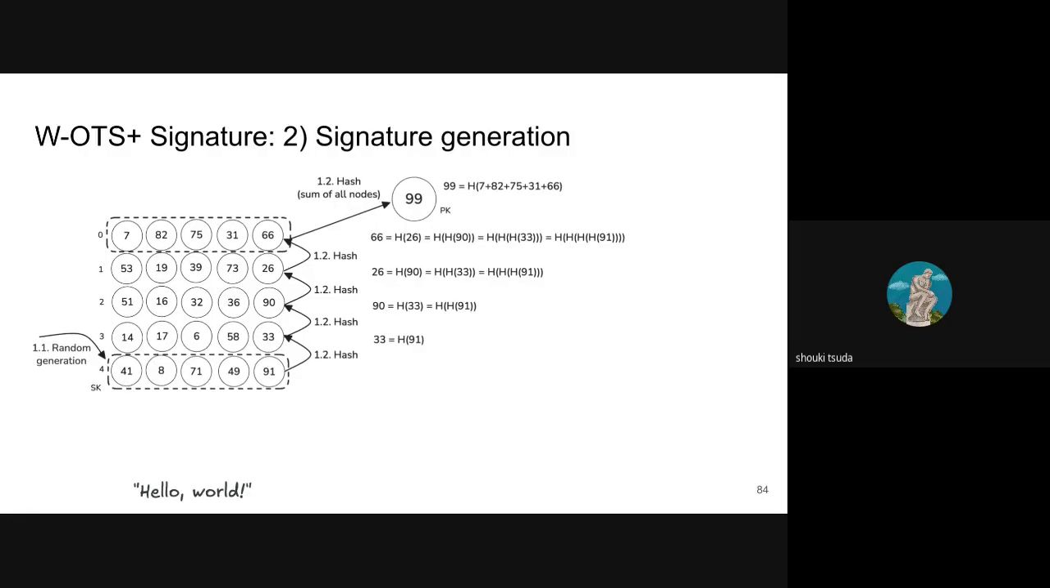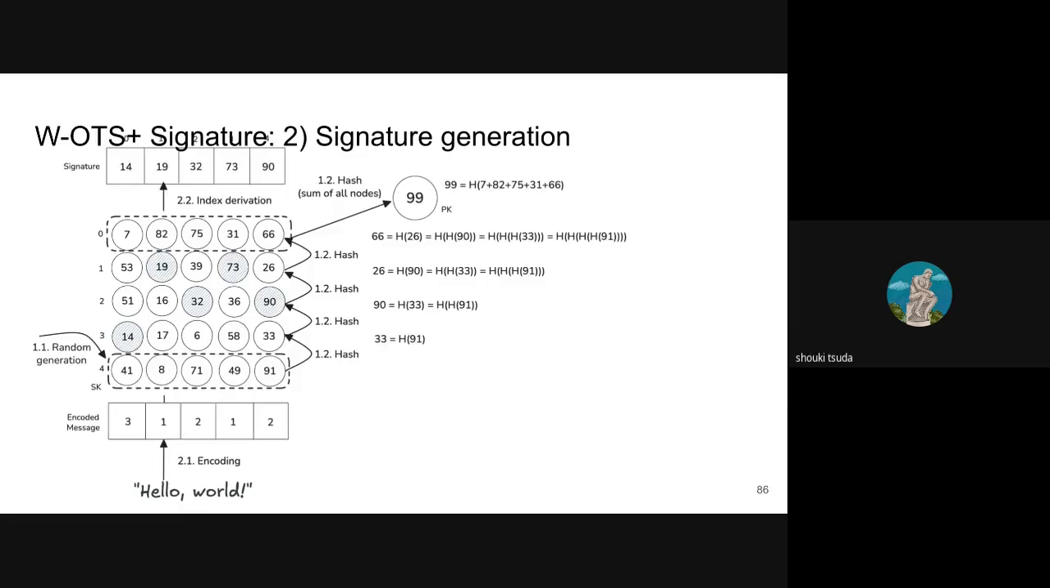And after that, we move on to the signature generation step. Here is a message, a word, and an encoding. Here is also a random number. And we encode it to this tuple of numbers: 3, 1, 2, 1, 2.